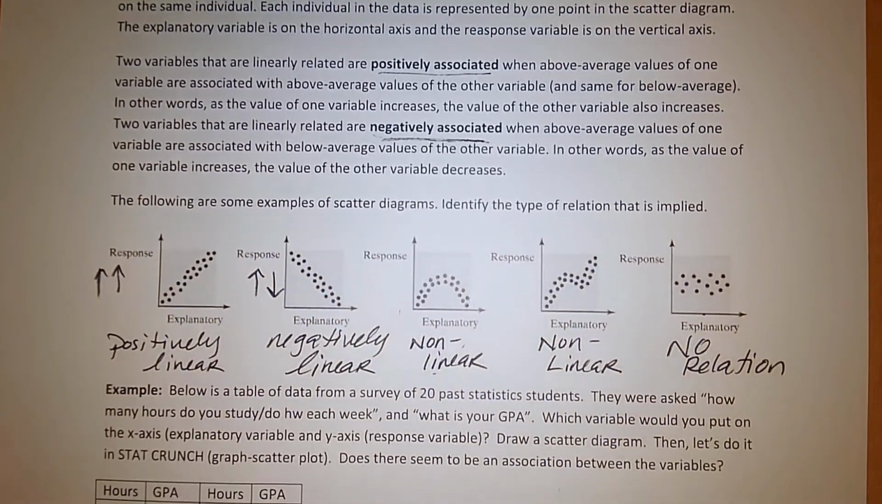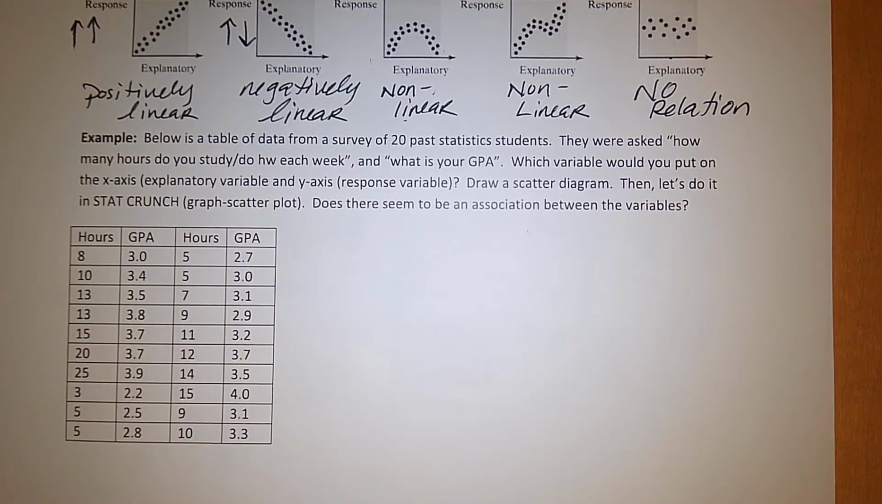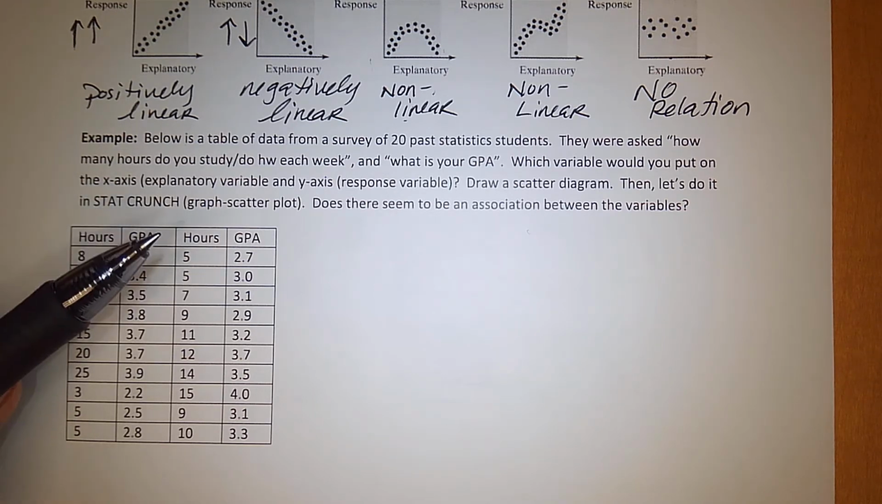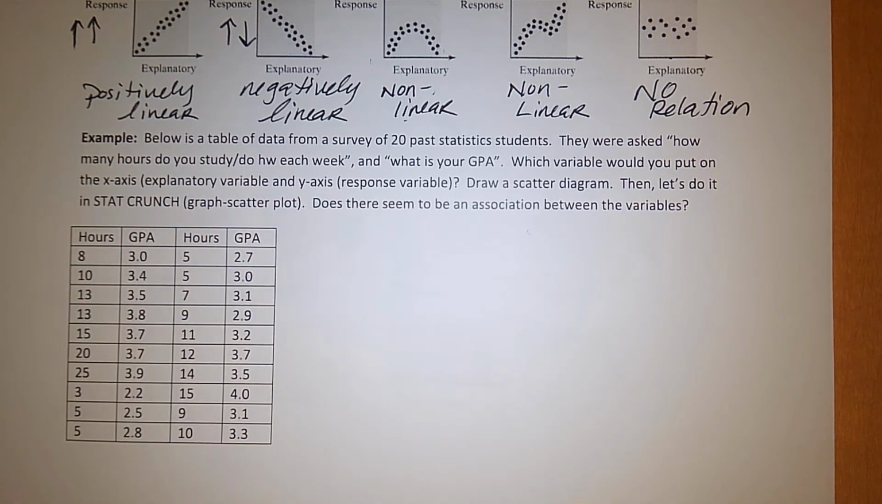So let's look at an example. Below is a table of data from a survey of 20 past statistics students. They were asked, how many hours do you study or do homework each week? And also, what is your GPA? Which variable would you think would be the x-axis or the explanatory variable, and which one do you think would be the y-axis or the response? And let's draw a scatter diagram. First let's do it by hand, then we'll also show you how to do it in StatCrunch.